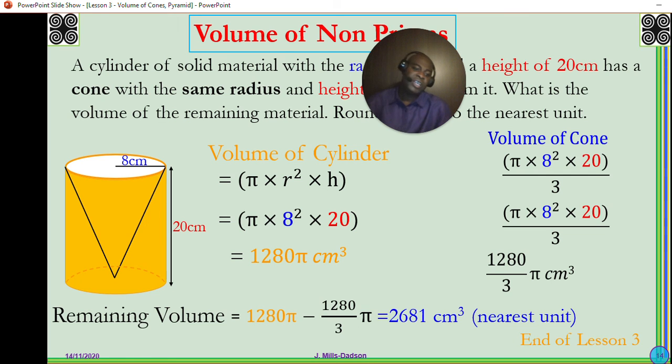And that brings us to the end of lesson 3, volume of cone, pyramid, and frustum. Look forward to lesson 4, volume of spheres and hemispheres. Next lesson, volume of spheres and hemispheres.